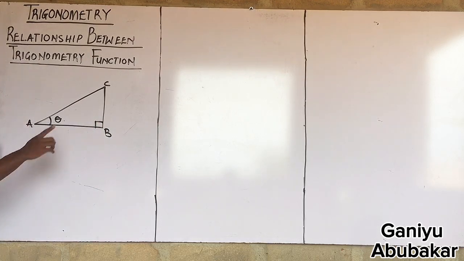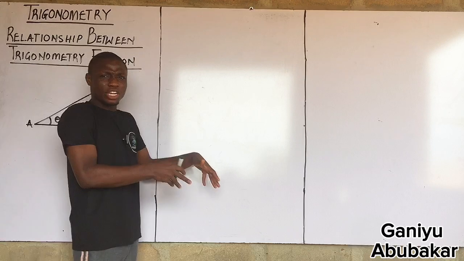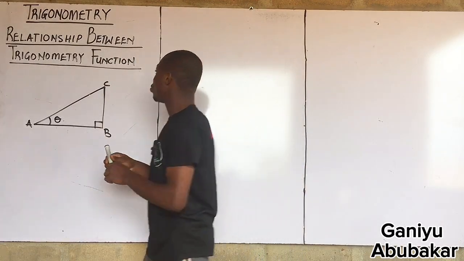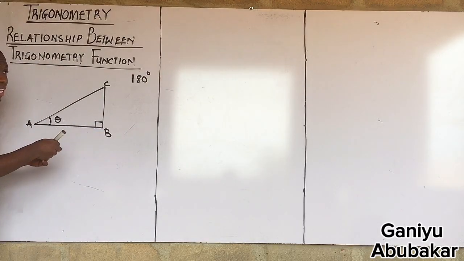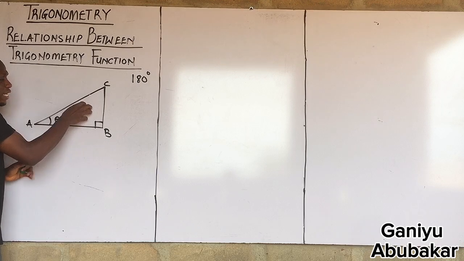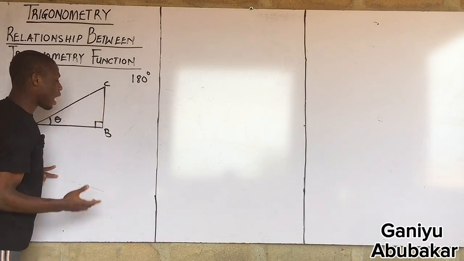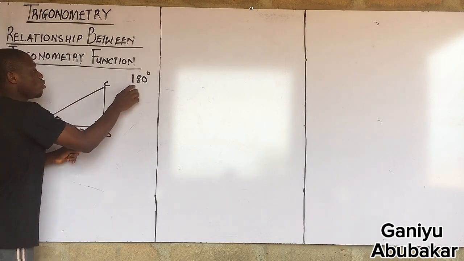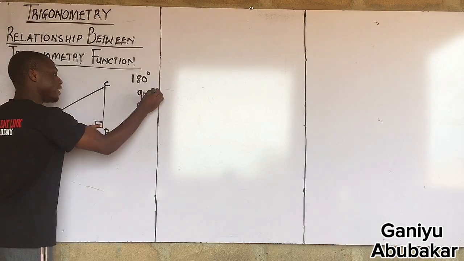If this one is 90 degrees and this one is theta, what would this angle here be? Don't forget from our basic knowledge of triangles that the sum of angles in a triangle is equal to 180 degrees. If I add up all the angles in a right angle triangle, it must give me 180 degrees. So I'm having 90 degrees here, and I'm left with 90 degrees. To get 180, I need 90 and 90.